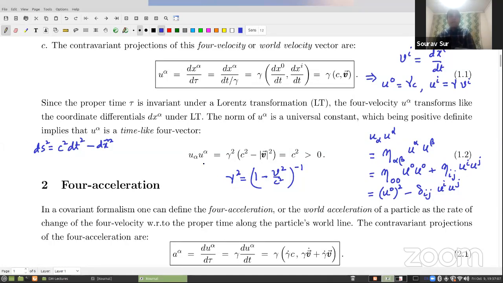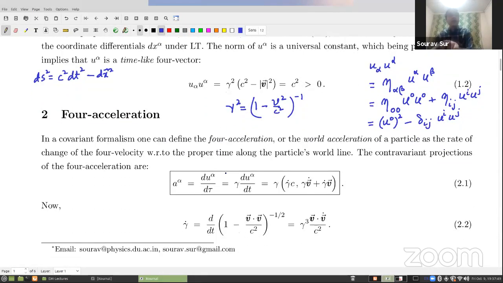So when the norm turns out to be positive, we say that it is time-like. That is, time-like is something which transforms as time. The coefficient is positive. If the coefficient is negative, then it is space-like. And when the coefficient is 0, then it is null. So if u alpha is 0, then it is null. If u alpha is positive, then it is time-like. If u alpha is negative, then it is space-like.